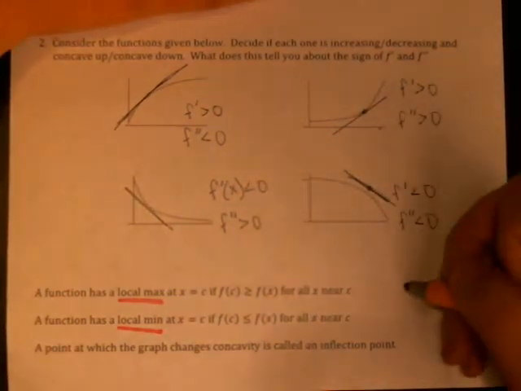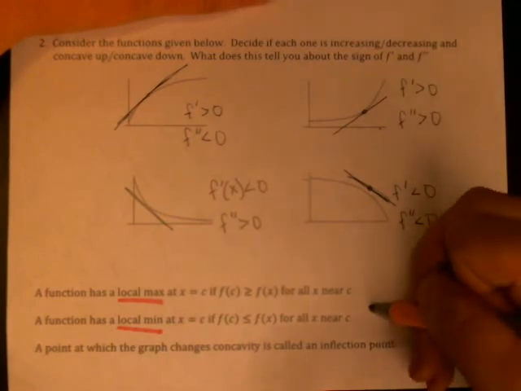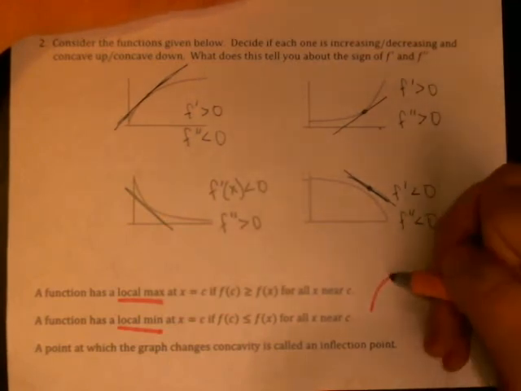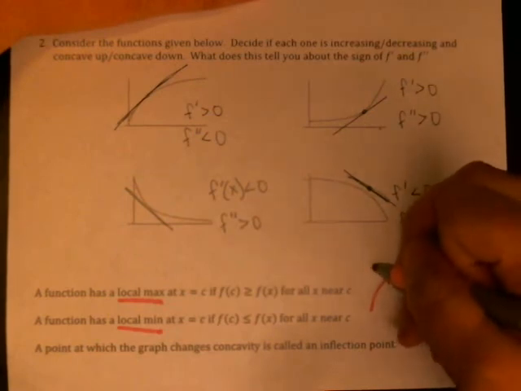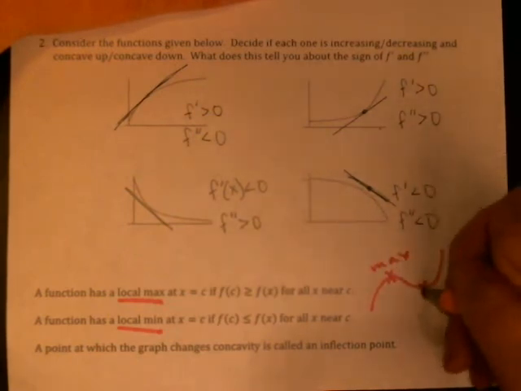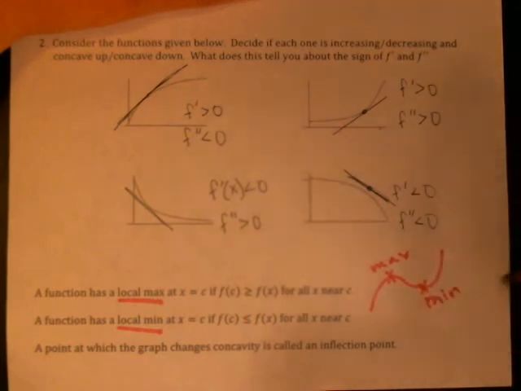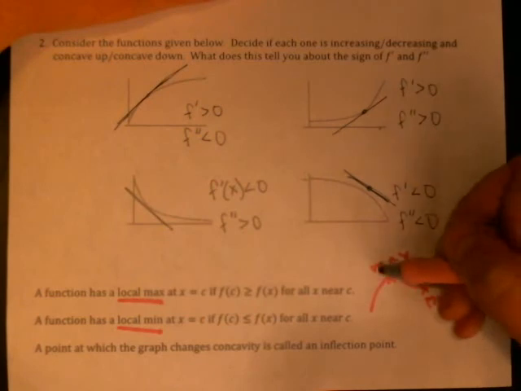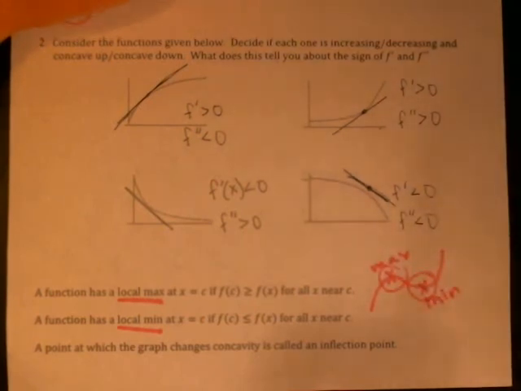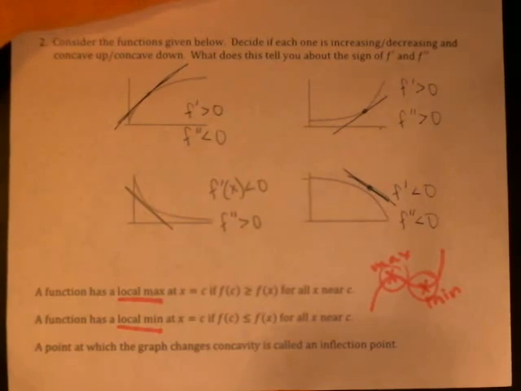So for local max and local min, if this is the graph of your function, this would be a local max, and this would be a local min. There are definitely bigger y values and smaller y values on the function, but if you zoom in and look only nearby, that's smaller or bigger than everything nearby.